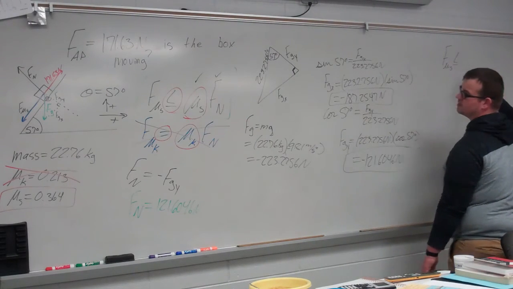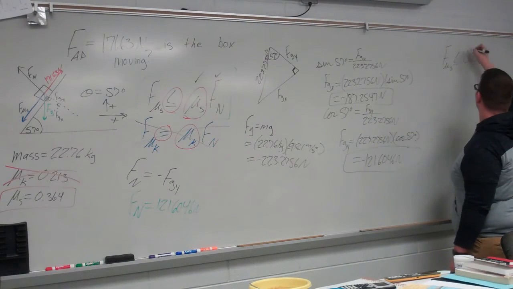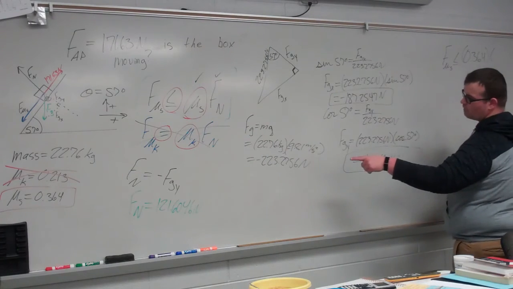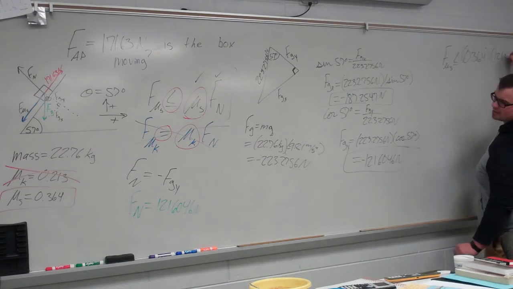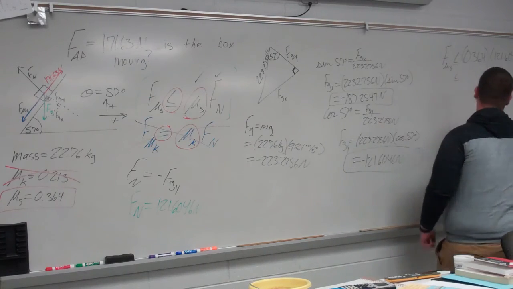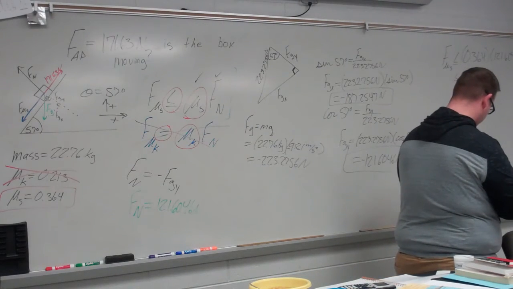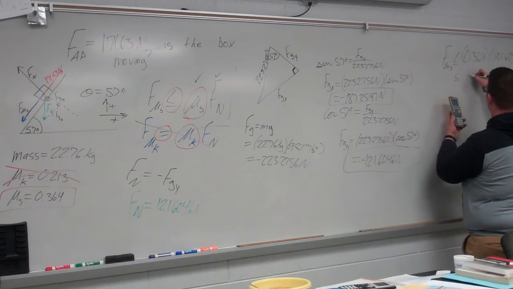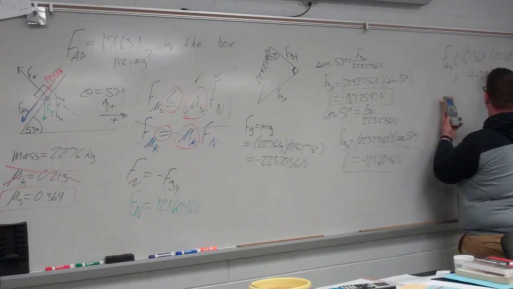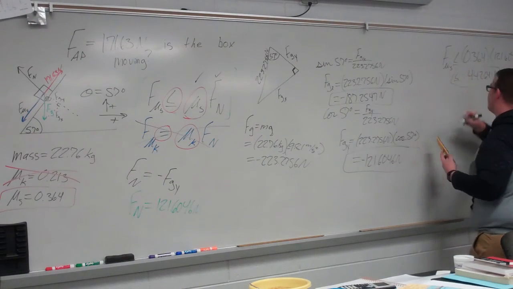So, force of static friction is less than or equal to the static friction coefficient, which is 0.364. I gave you that. I have to give you that. Times the normal force, which is 121.6046 newtons. Less than or equal to 44.2641 newtons.